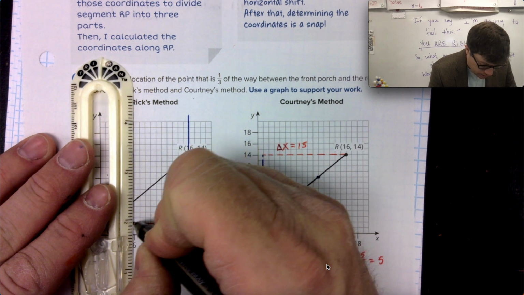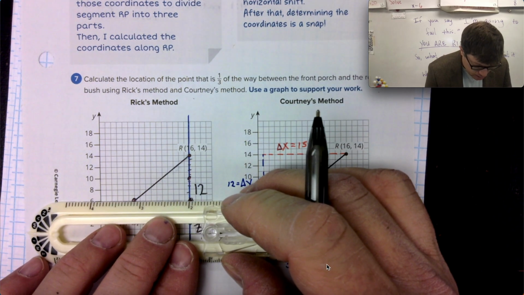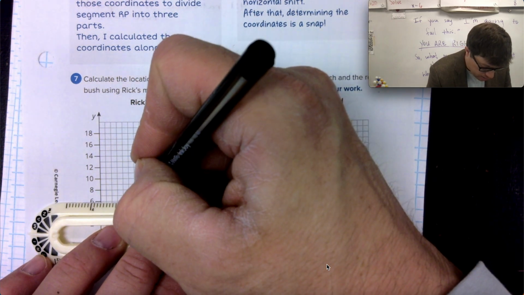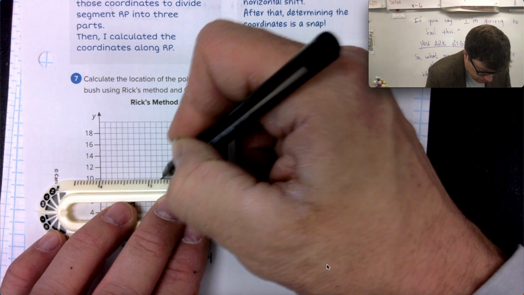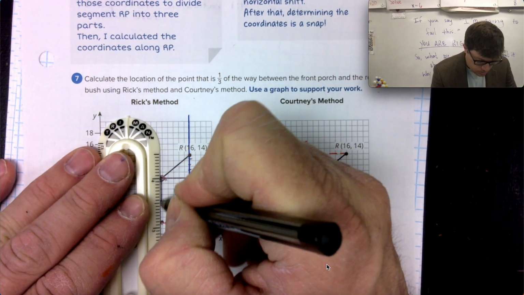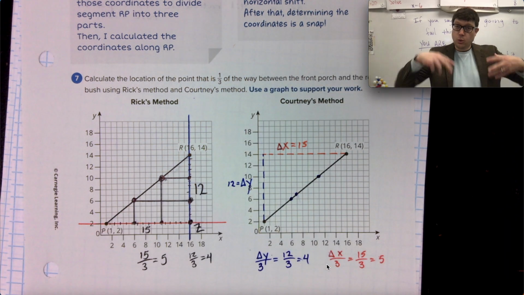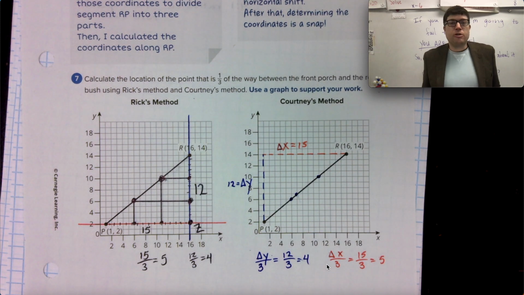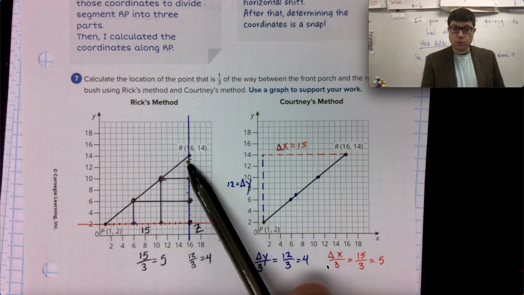So up, but also check over, check over, but also check down. There we have it. These are the 2 locations where, using Rick's method, he could have planted the key 1/3 of the way between the front porch and the rose bush.